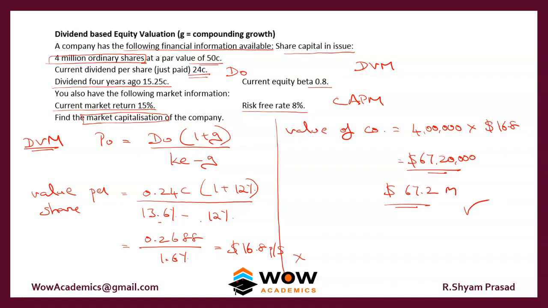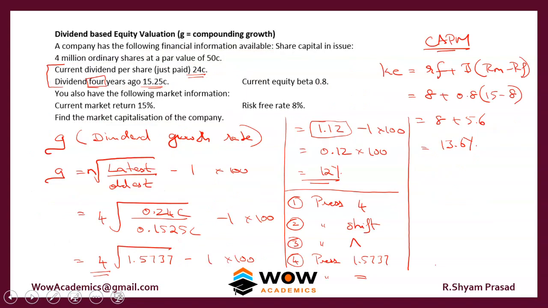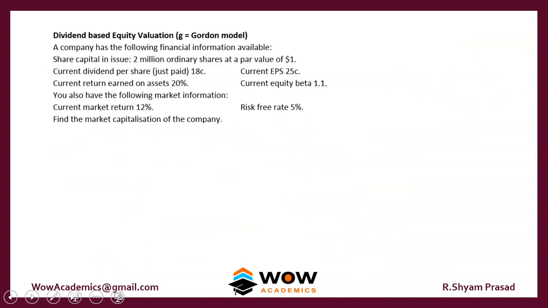So we'll again recap. So you have to fit in all the numbers here. If any number is missing, you have to find that out. Here we have found out G through the CAGR method, the compounded annual growth rate method, and we found the KE through the CAPM method. So that's how we have found the answer for this question. We'll move on to the next question. So we have another question here.